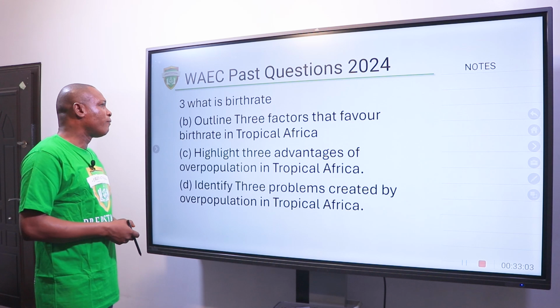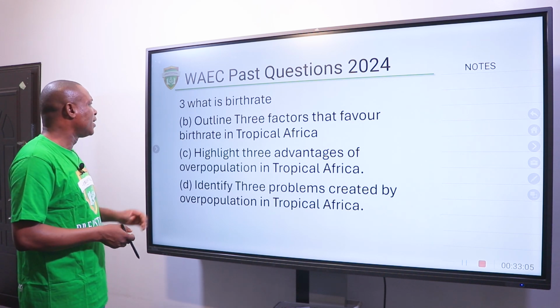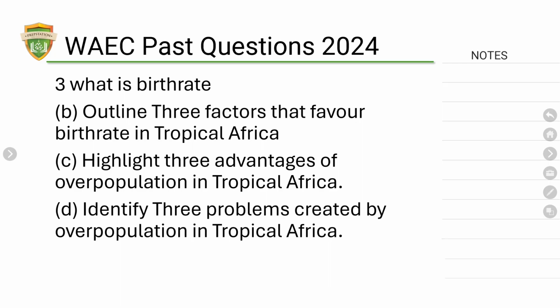Another question here in 2024 is, what is birth rate? Outline 3 factors that favor birth rates in tropical Africa. Highlight 3 advantages of overpopulation in tropical Africa. Identify 3 problems created by overpopulation in tropical Africa.